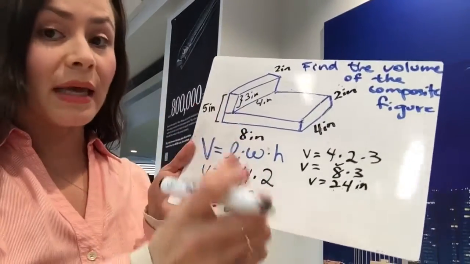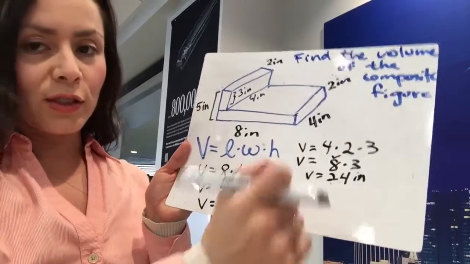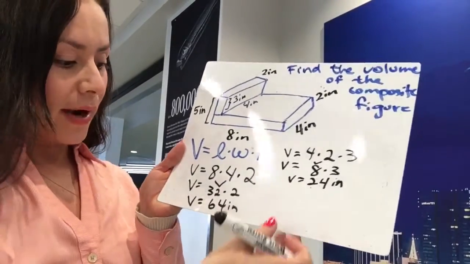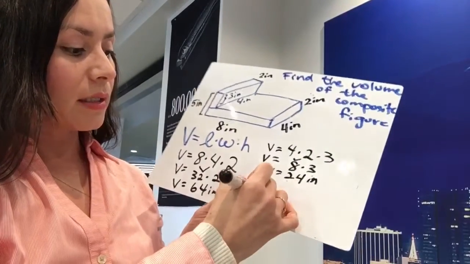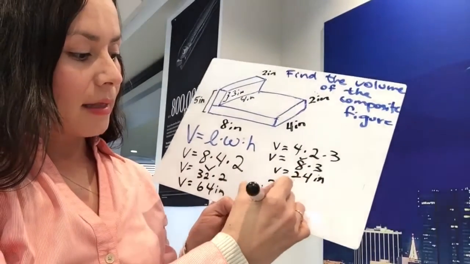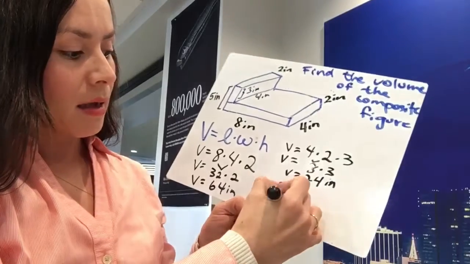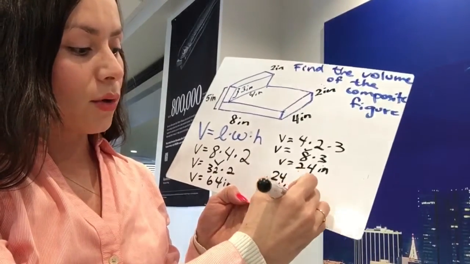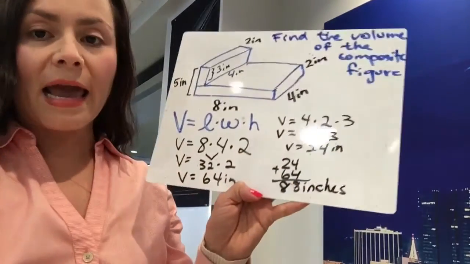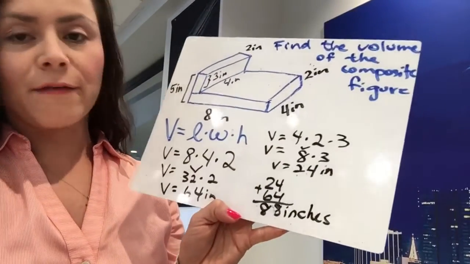But since this is together, what do you think we need to do with these two? Add them, right? So now we're going to add our 24 inches plus our 64 inches, and that's going to be 88. That's a total of 88 inches for that figure.